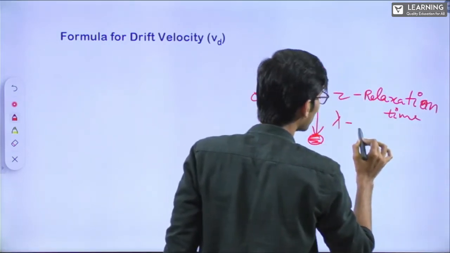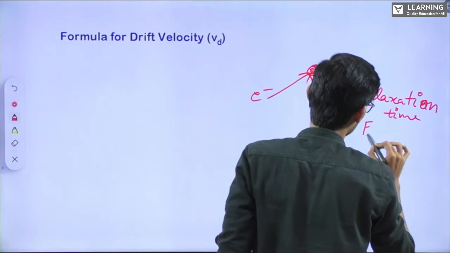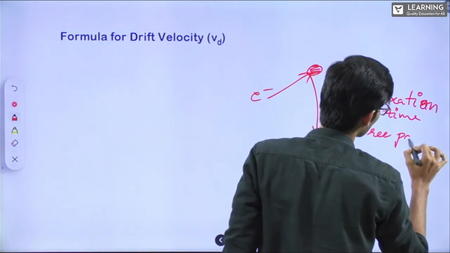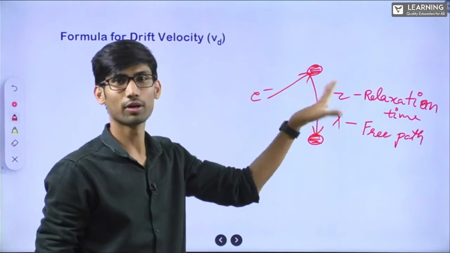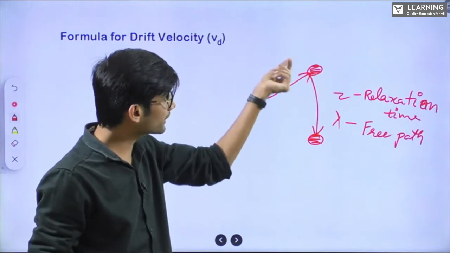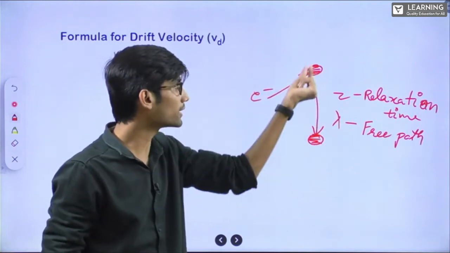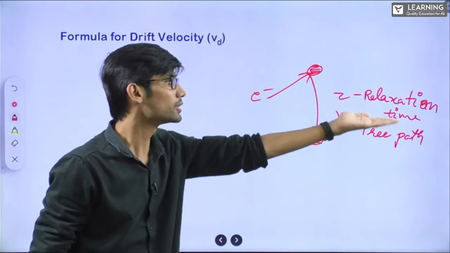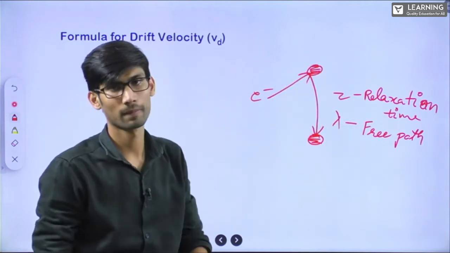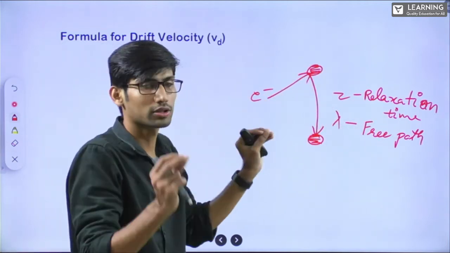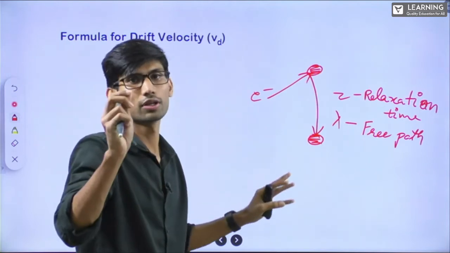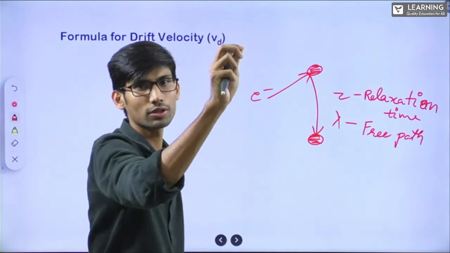Okay, this lambda is the free path. See, this much path was free, that's why they have named it the free path. So the distance between two collisions is lambda, and the time taken between two collisions is tau, that is the relaxation time. Clear? It is getting only so much time to relax. Then again one collision happened. Then it is relaxing, again one collision happened.